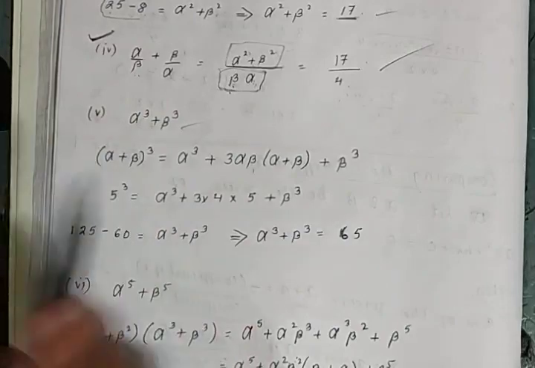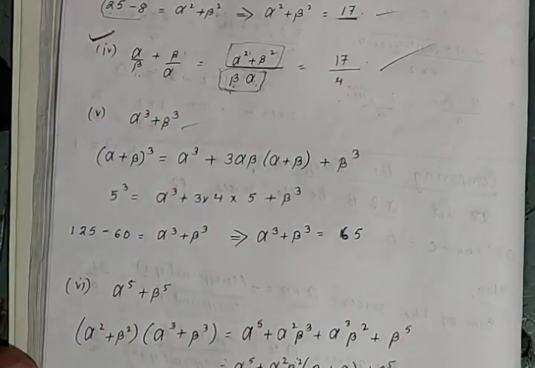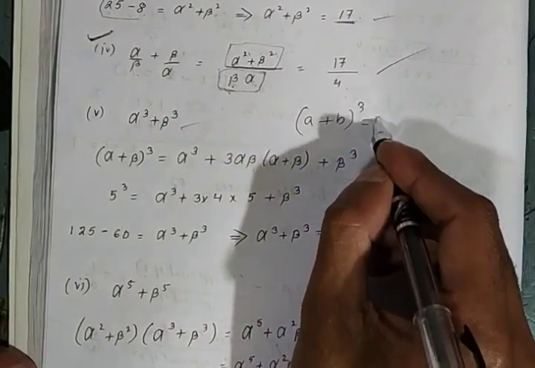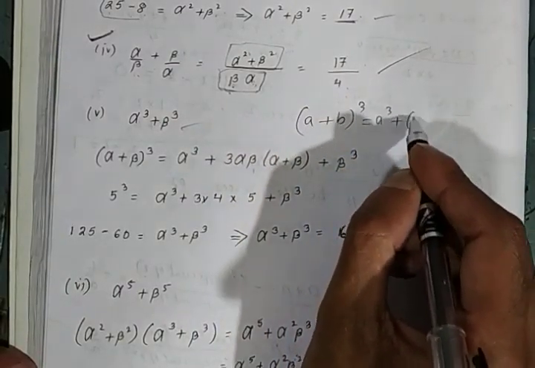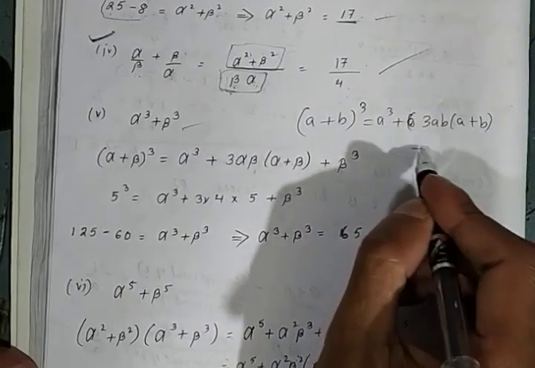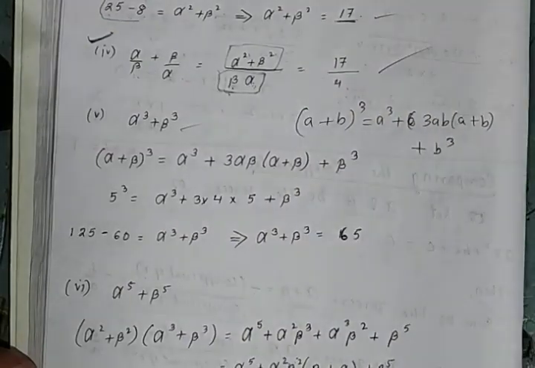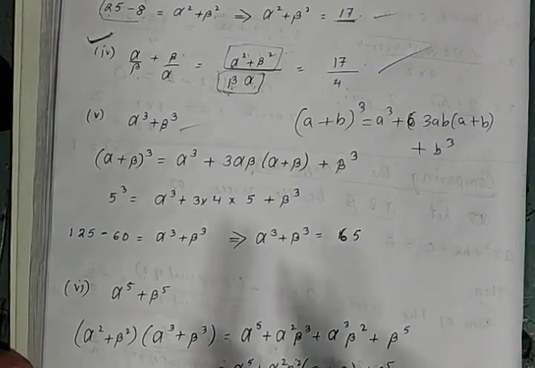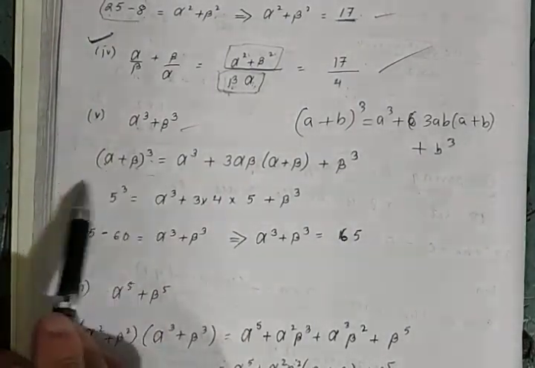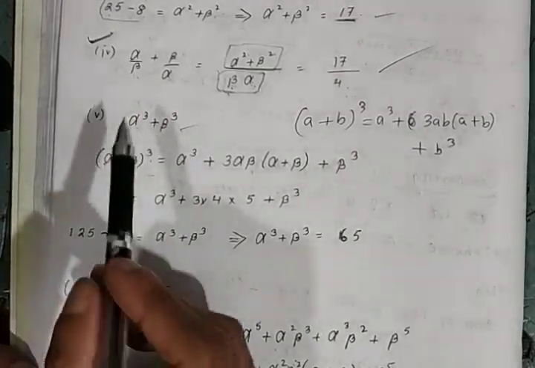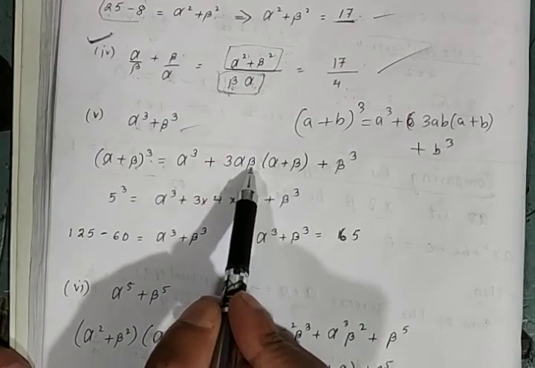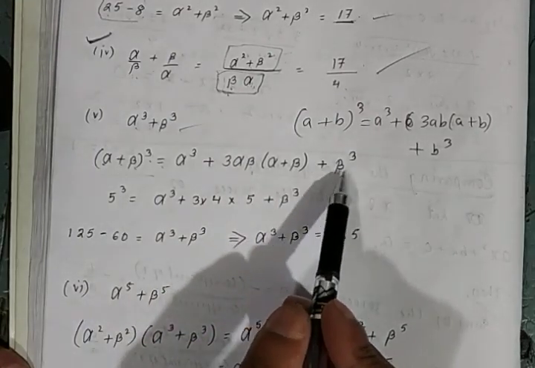And what is alpha cube plus beta cube? In order to answer this one, we have to know a plus b whole cube. Algebra formula is a cube plus 3ab into a plus b plus b cube. Remember this formula. So alpha plus beta whole cube. Directly we cannot answer it, so I am going the indirect way so that you can understand every step. Alpha plus beta whole cube is alpha cube plus 3 alpha beta, alpha plus beta, plus beta cube.